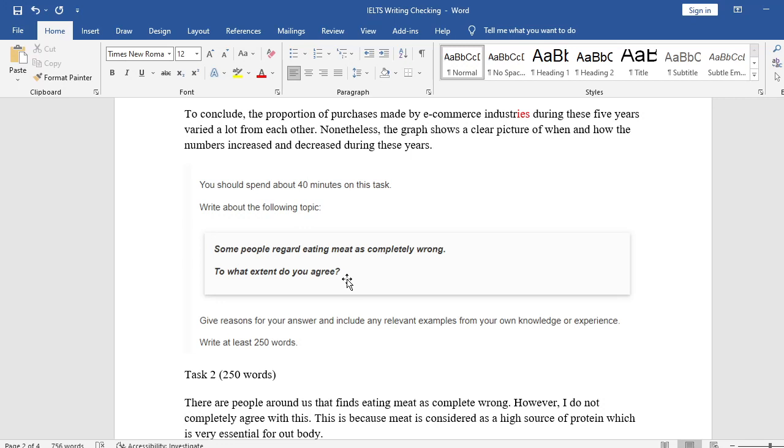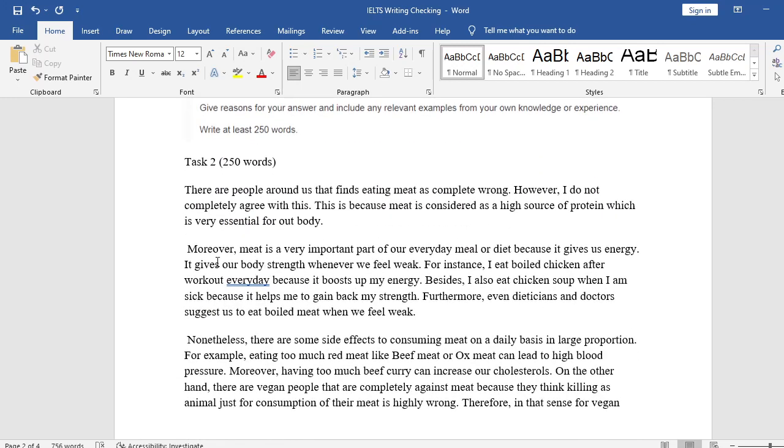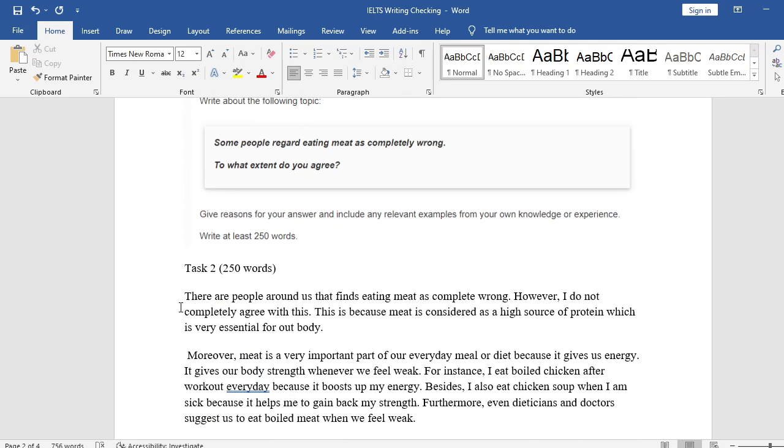And again, you don't have to say that no, eating meat is completely okay. Anyone who says eating meat is wrong, they are actually wrong. So you do not have to say that either. You can take a middle ground. Okay, so let's see what this candidate did. So there are people around us that finds eating meat as complete wrong.